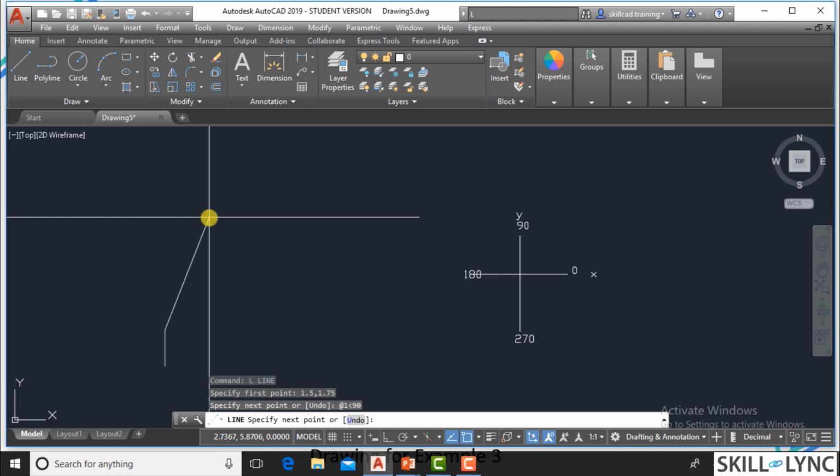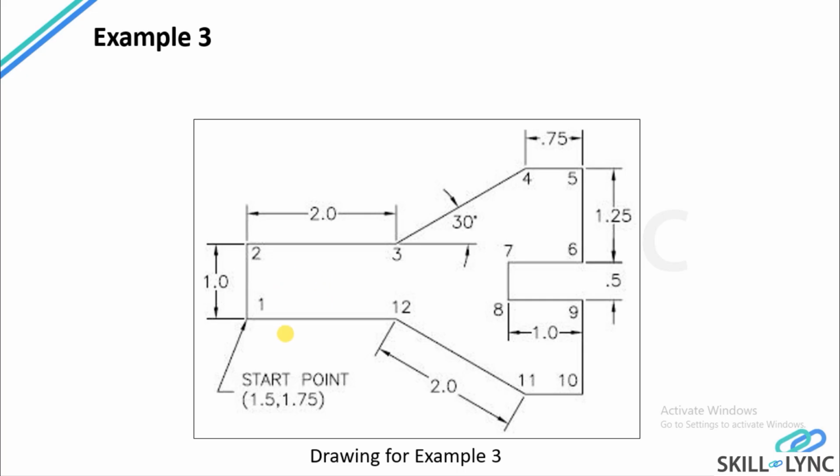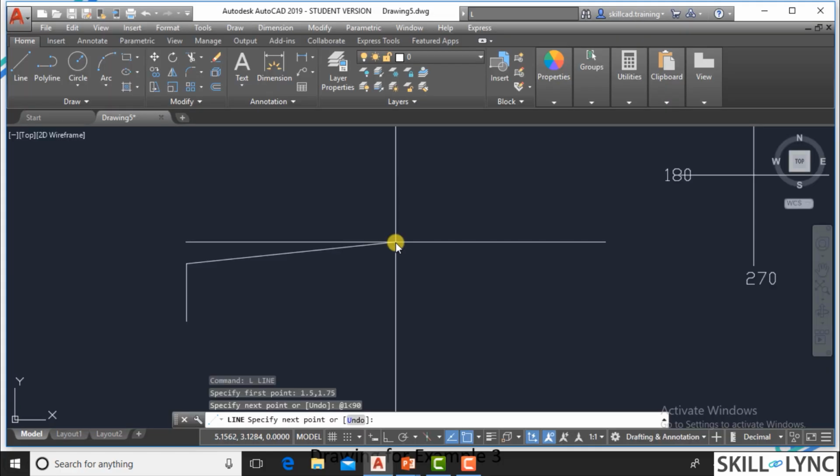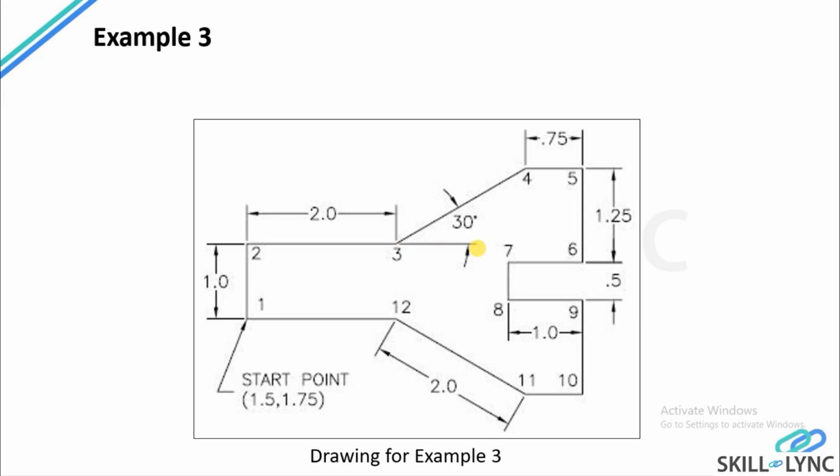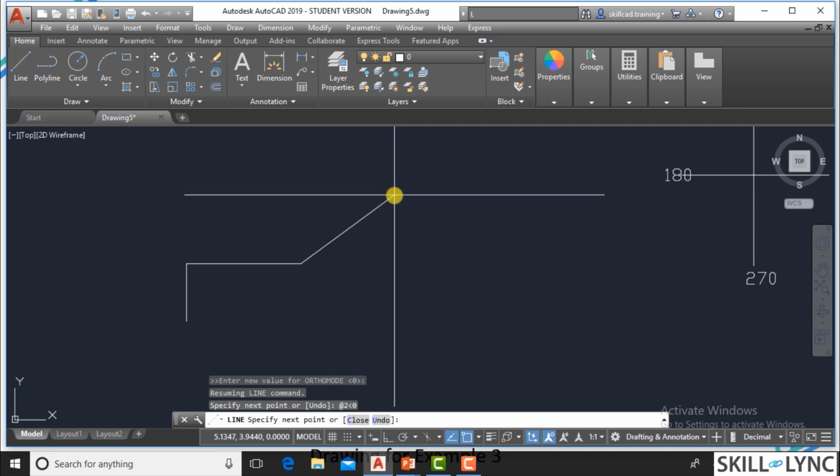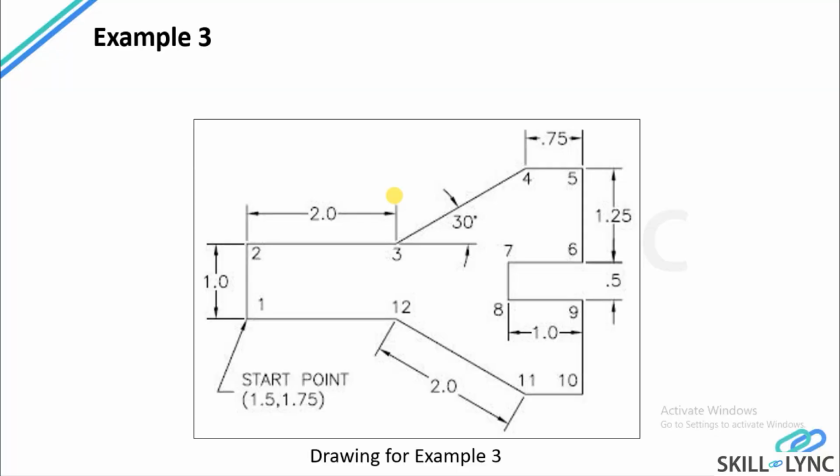Okay, good. Now the length is, let's say, 2 units and the angle is 0 degrees with the x-axis, so @2<0. Okay, great. Now the length is 2 units, because it's already marked over here. For points 3 and 4, the length is 2 and the angle is 30 degrees, so @2<30. Okay, you got it. Great.